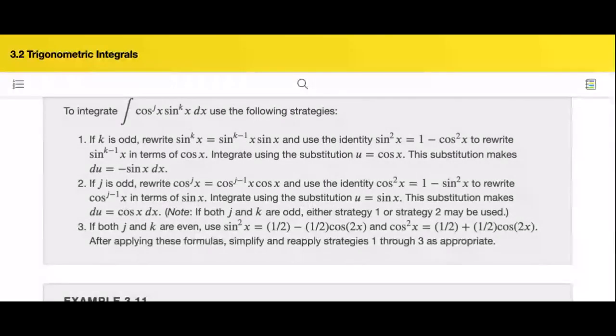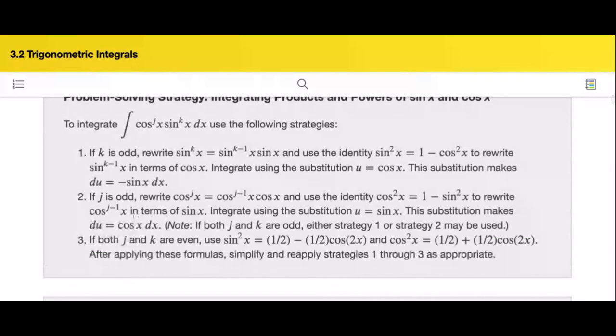Or similarly, if the exponent of cosine is odd, we're going to rewrite the cosine. Cosine raised by j to be cosine raised by j minus 1 and cosine x. Then cosine j minus 1 will be even. Cosine x, we want the cosine x dx to be the du. All right. So looking for the odd exponent of sine or cosine to work with.